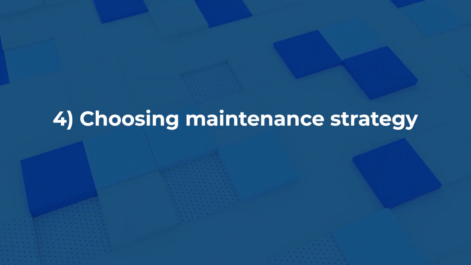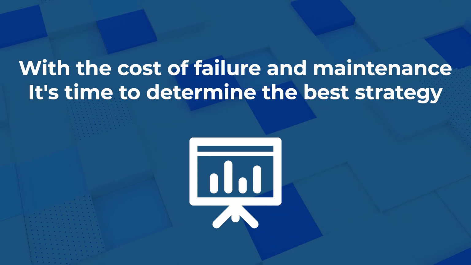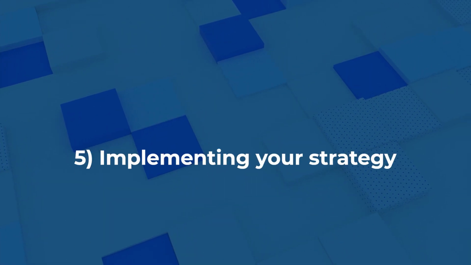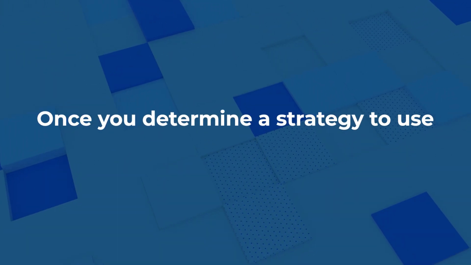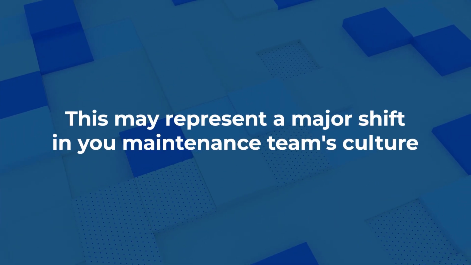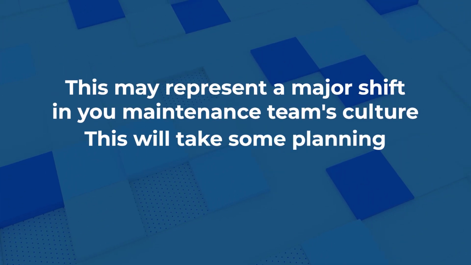Step 4 is choosing a maintenance strategy. With the cost of failure and the cost of maintenance in hand, it's time to determine the best maintenance strategy for your equipment. Step 5 is implementing your strategy. Once you determine the strategy to use for each asset, it's time to implement it. This may represent a major shift in your maintenance team's culture, so this will take some planning.